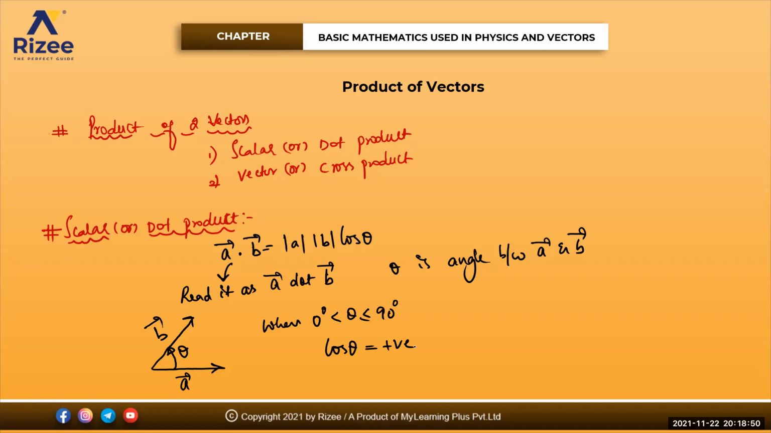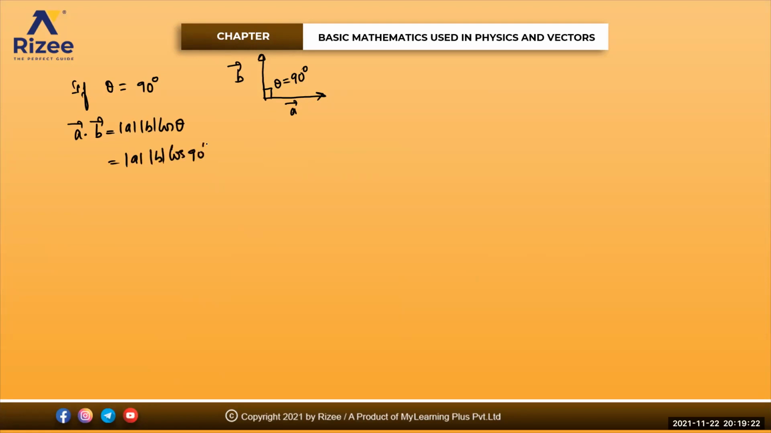If it is exactly 90 degrees, then if theta is equals to 90 degrees, this is your vector A bar, this is your vector B bar, isn't it? An angle between them is theta is equals to 90 degrees. Okay, so this will be your A bar dot B bar is equals to mod A mod B into cos theta. So that will be equal to mod A mod B into cos 90. Cos 90 will be equal to 0. So if they are perpendicular to each other, A bar dot B bar will be equal to 0. Clear?